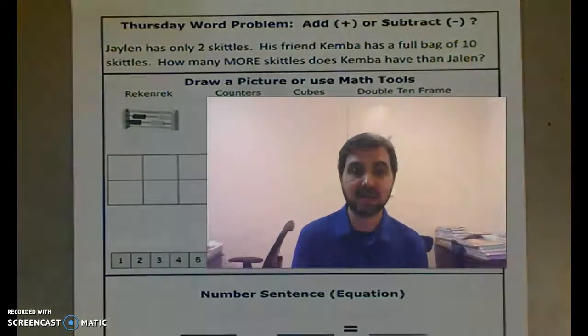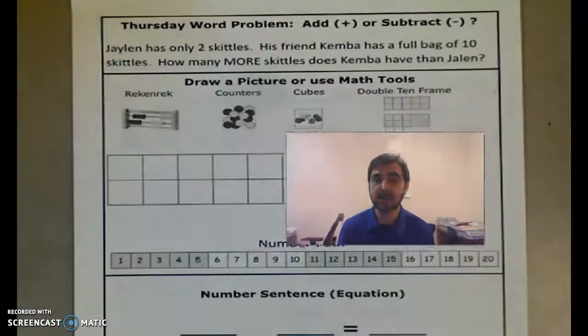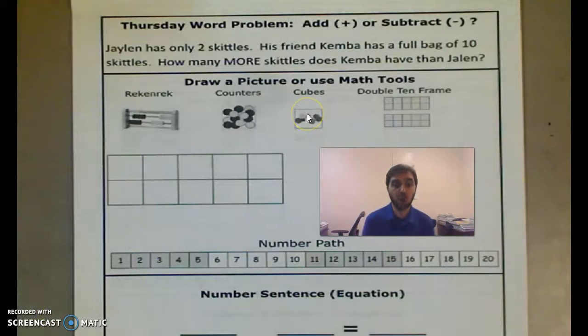So this is a kind of word problem where we are comparing 2 amounts, okay? We're not necessarily putting them together. We're not taking away from anything. We're comparing them. How are they the same? How are they different? Okay? I know, it's like karate chop, right? Comparing, karate chop. Whoa, math can be fun, right? Who says it couldn't be? Not me anyways. Okay. So, the question again is, how many more Skittles does Kemba have than Jaylen?